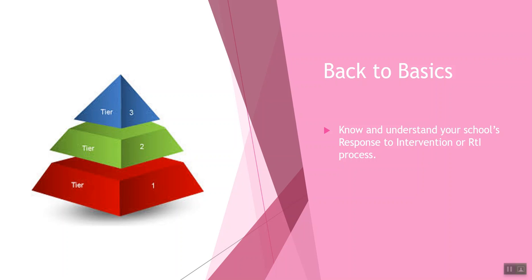Right here you see a triangle, which is a 3-tiered system, and this is known as response to intervention or the RTI process. Now this may look different for different schools, but typically it is set up as a 3-tiered system. The first tier is an intervention that is set up inside of the general education classroom for students that need a little extra practice on the skill that they are studying at that time.